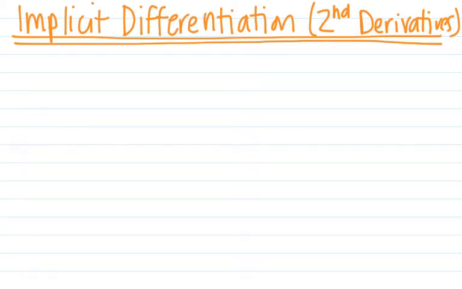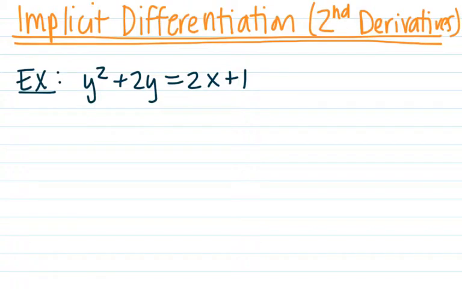So now that we've learned how to do basic implicit differentiation, we're going to take a special look at how to utilize this same technique when finding the second derivative. Sometimes it's not really that different, and sometimes it kind of is. So we're going to go through two different examples in this video. For the first example, we're going to use the equation y squared plus 2y equals 2x plus 1.